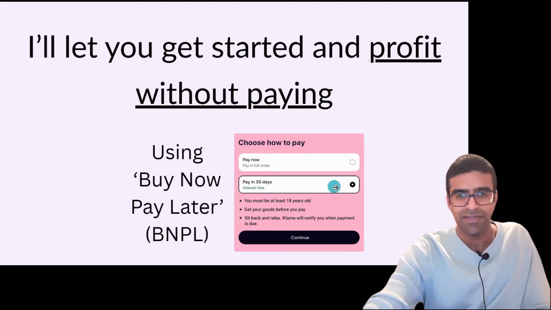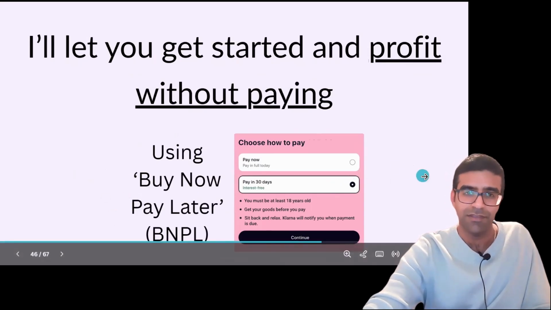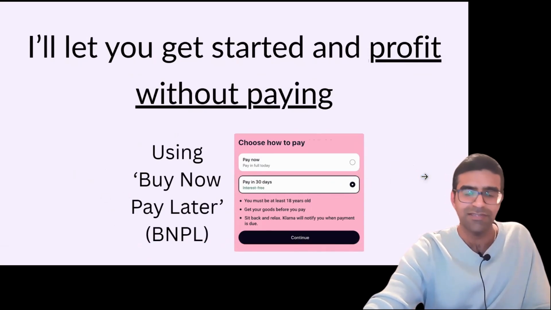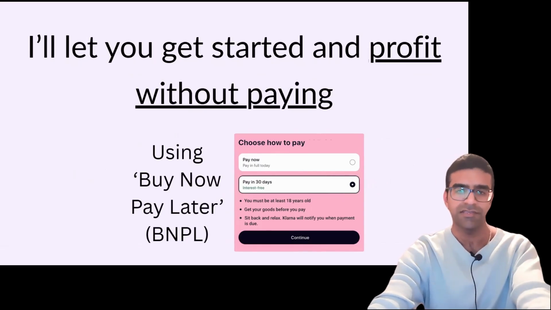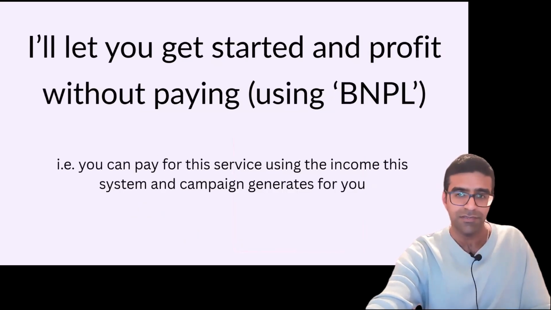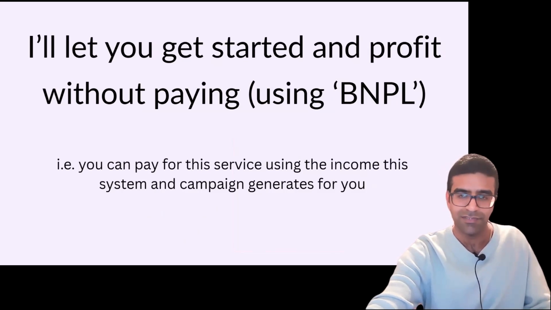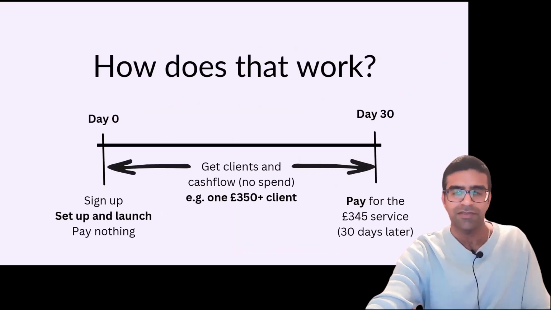And that is by using a system called Buy Now, Pay Later. You might have seen this on shopping sites, e-commerce sites. Certain providers, I use Klarna, allow you to pay for your service or product in 30 days' time. So you can have it now, pay in 30 days. Because I'm partnered with them, I'm giving you the option to have that. What that means is you can use the income that you'll hopefully be generating from taking the service to pay for this service that you've already had. So how does that work, right?